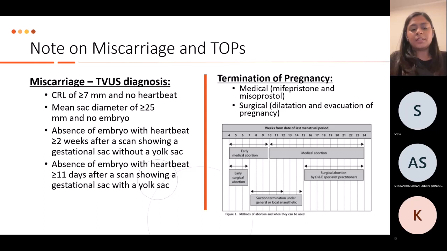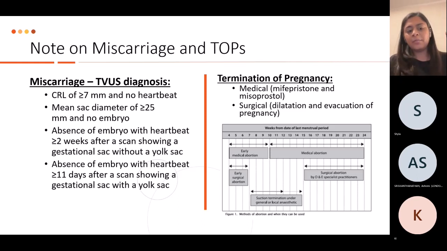I forgot I included this slide. It's just a little note on miscarriages and terminations, and this is a little bit more technical in the sense that it's talking about the ultrasound findings. So I've seen questions where people ask about the crown rump length and talk about the mean sac diameter in the body of the question, and really they're trying to get at whether or not you can diagnose this as a miscarriage or not.